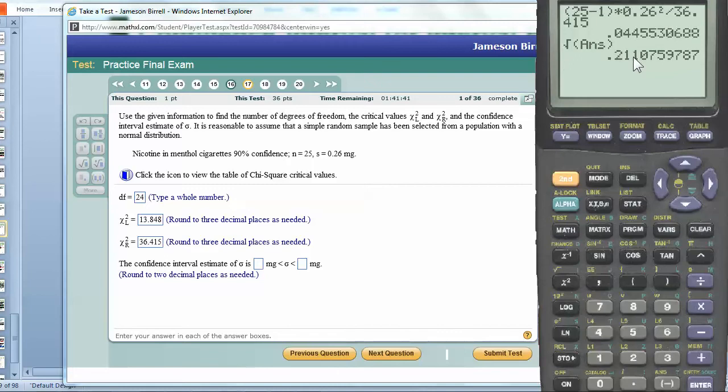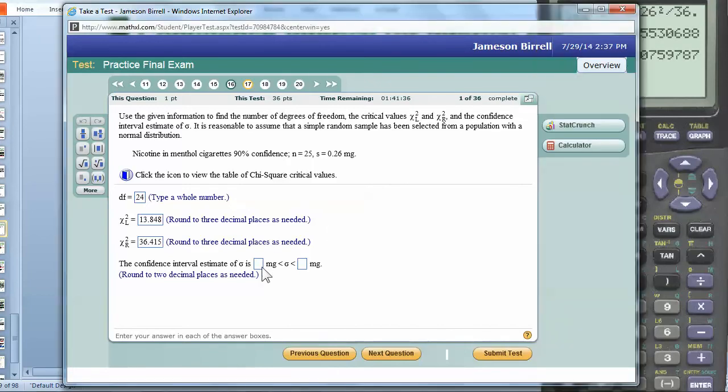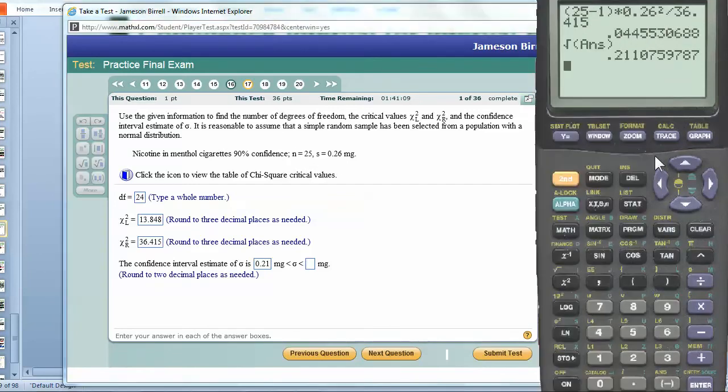So that's going to be, they want 2 decimals, so 0.21. And by the way, you can see the sample standard deviation, which is your best point estimate. But remember, we're not assuming, as we learned from question 16, that this is going to be the center. That's not usually the case. If n was a really big number, it would be more likely to be the case, but generally speaking, that's not the case.